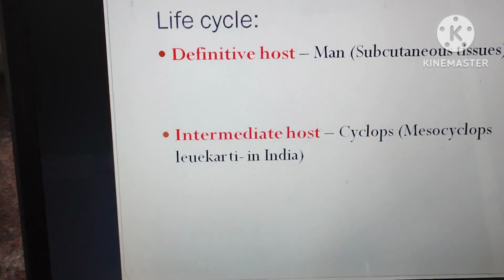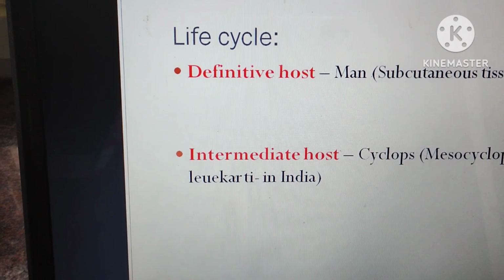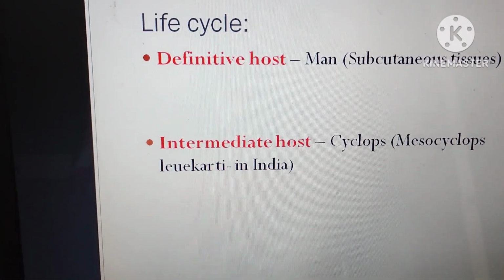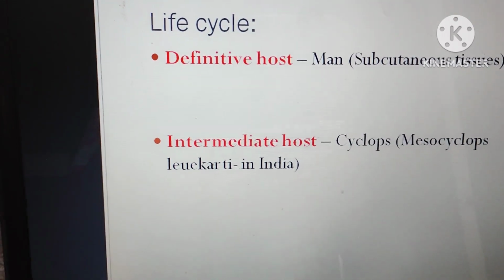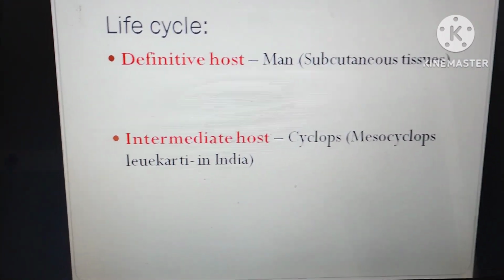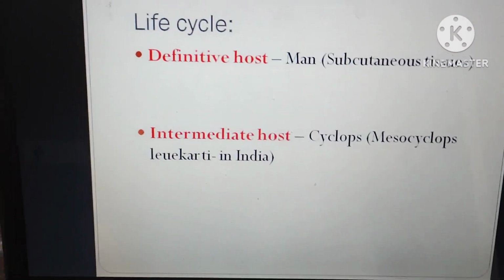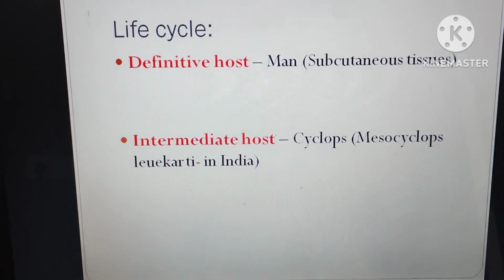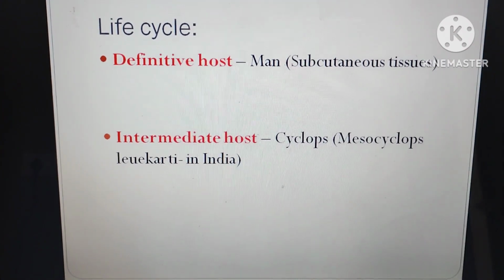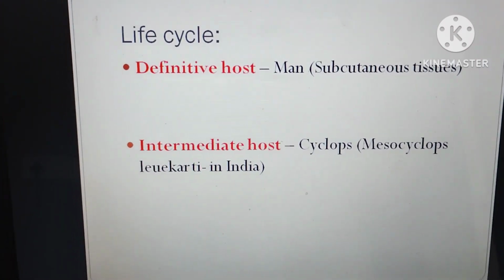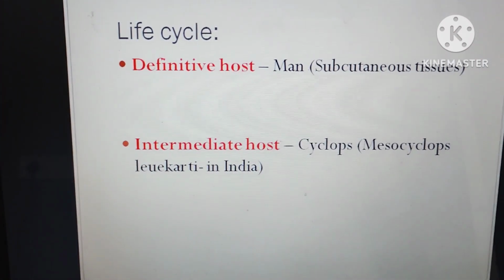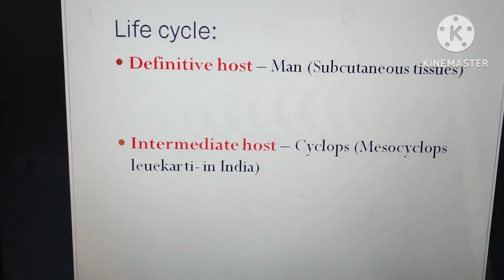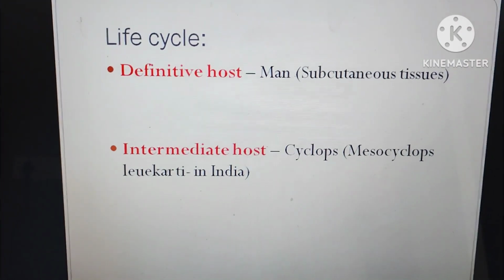One, it has a simple life cycle. Second, it has a localized distribution, that is, it is usually present in the lower limb. And third, there is a low animal reservoir. Because of these 3 reasons, the disease got easily eradicated from the world.